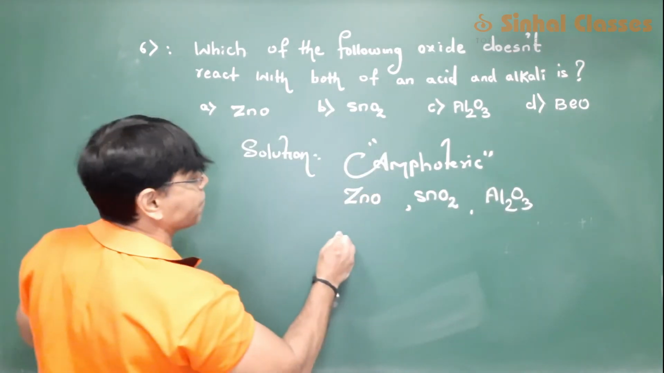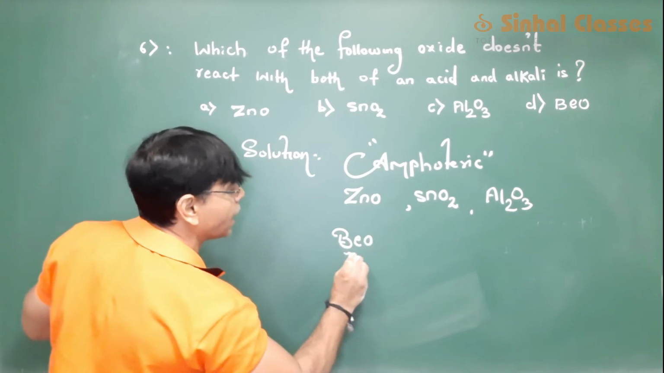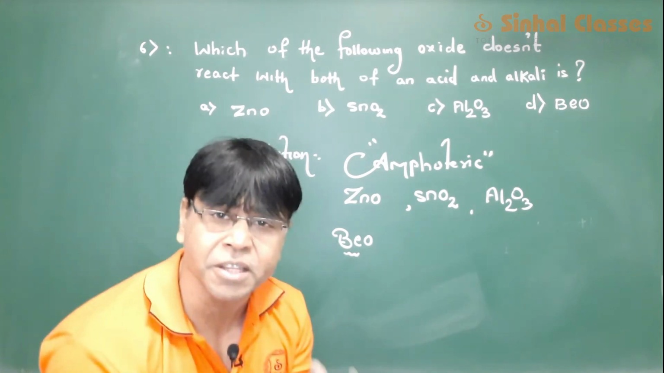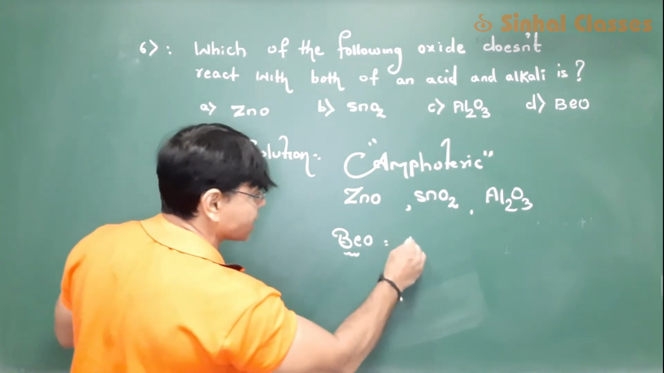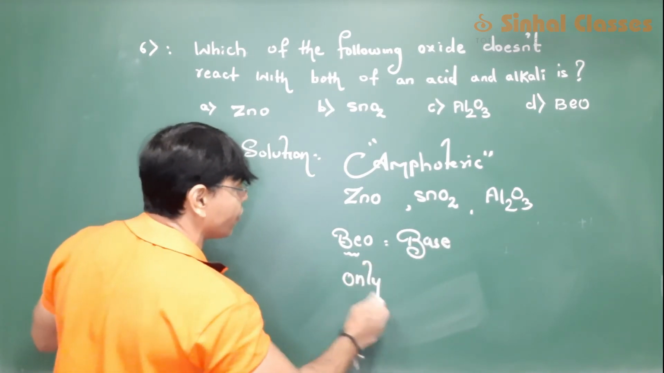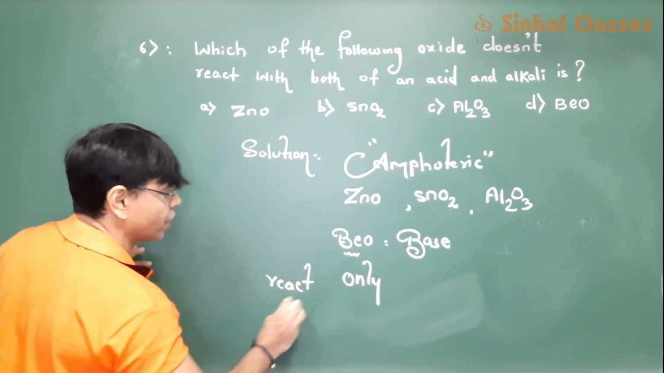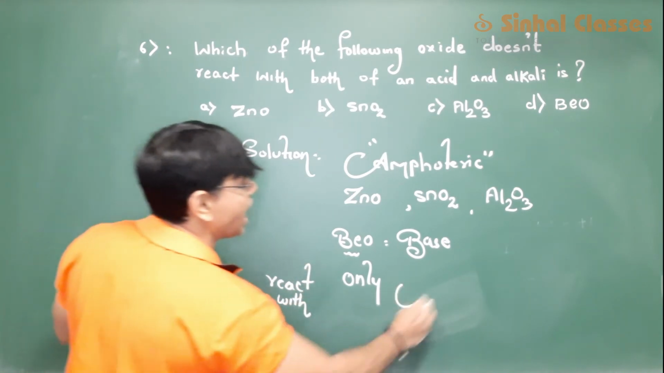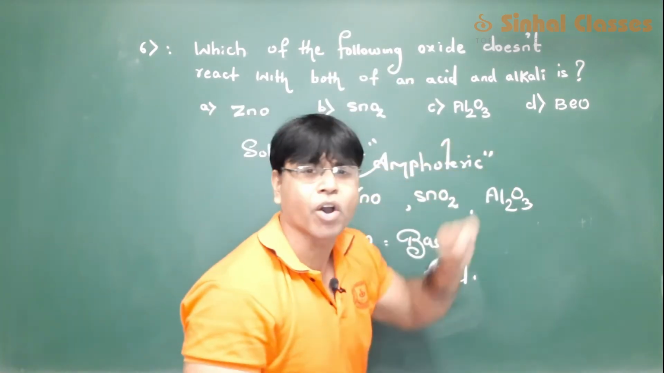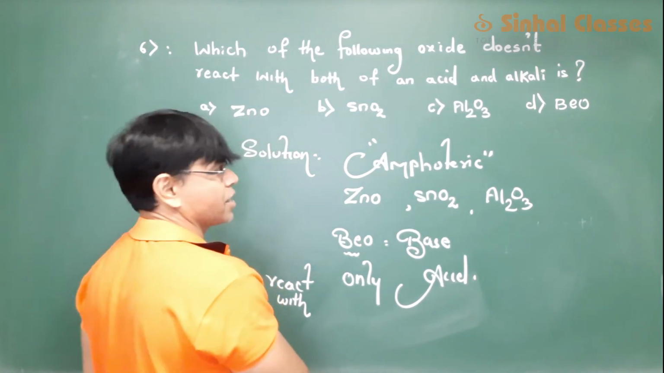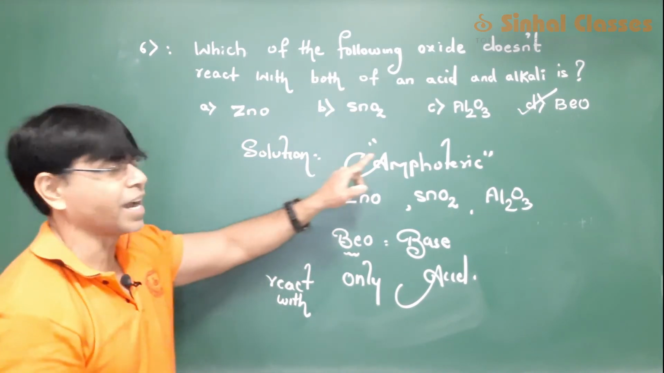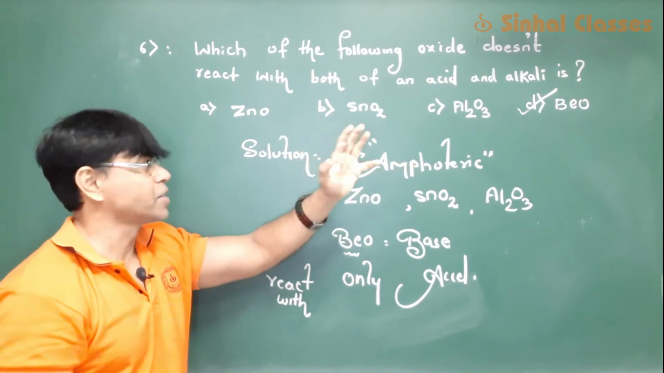But beryllium oxide, we all know beryllium belongs to group 2, alkaline earth metal. So it's a base. It will react with only acid. So the exception among all the 4 is, yes, you are right, it is beryllium oxide. Okay, very simple.